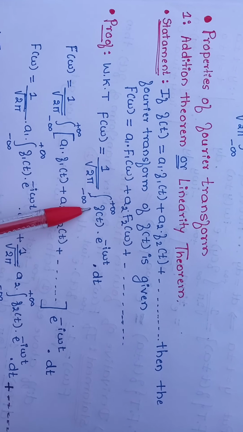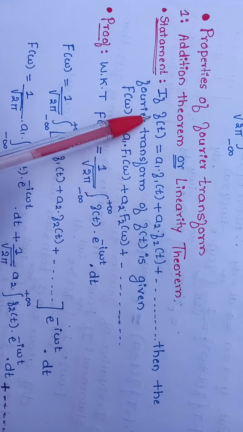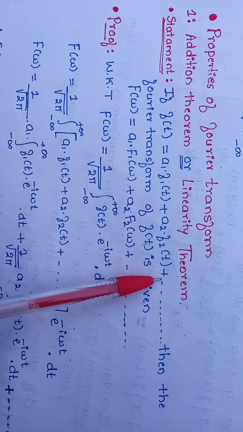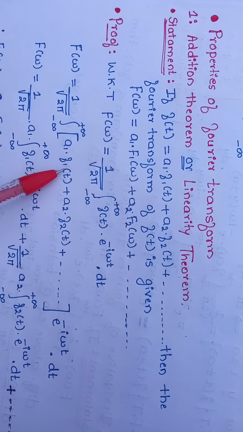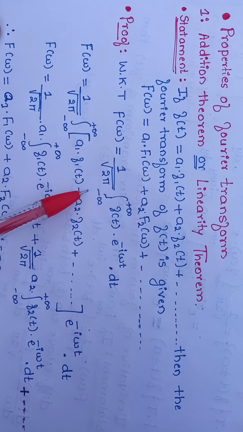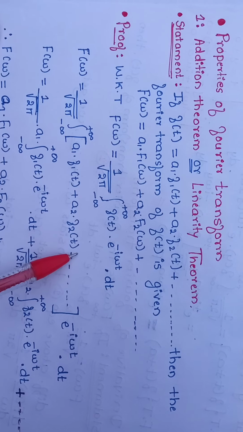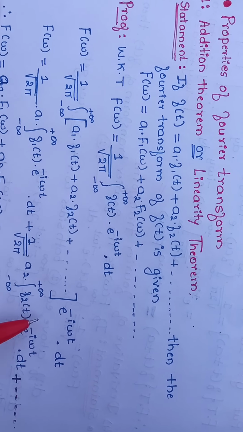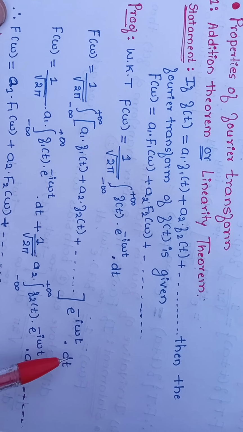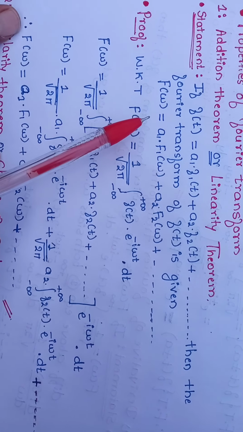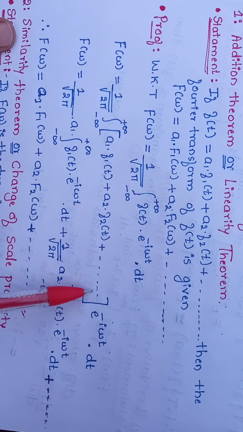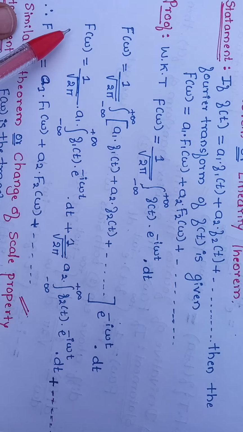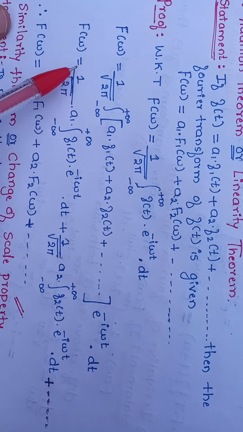Okay, see here, what is the value of f of t? The f of t value is given as f of t equal to a1 into f1 of t plus a2 into f2 of t and so on. Now put that value here, that is a1 into f1 of t plus a2 into f2 of t and so on, into the remaining term e raised to minus i omega t into dt. Now here make the multiplication with the terms individually.